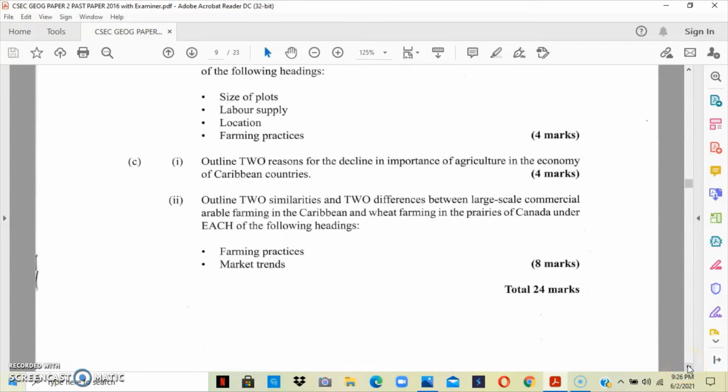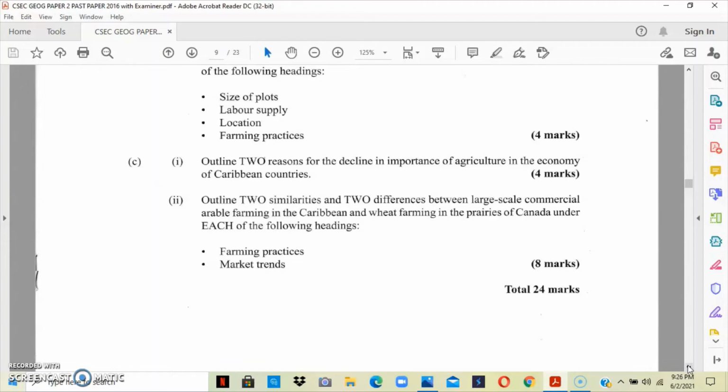We're to outline 2 reasons for the decline in importance of agriculture in the economy of the Caribbean countries. Back in the days, we know that agriculture was the dominant economic activity in the Caribbean. However, as time progressed, the importance of agriculture in the Caribbean has significantly decreased because young persons, honestly, are not participating in the agricultural field. Some of the reasons for the decline in agriculture are, one, the market.